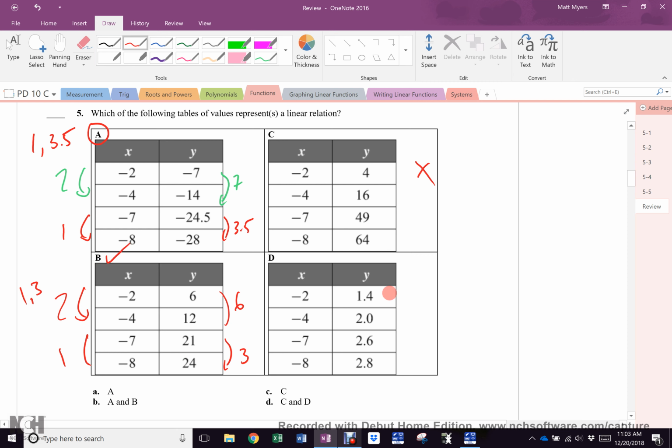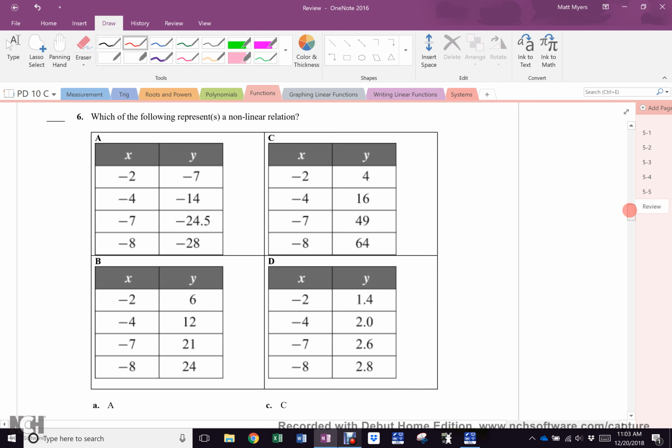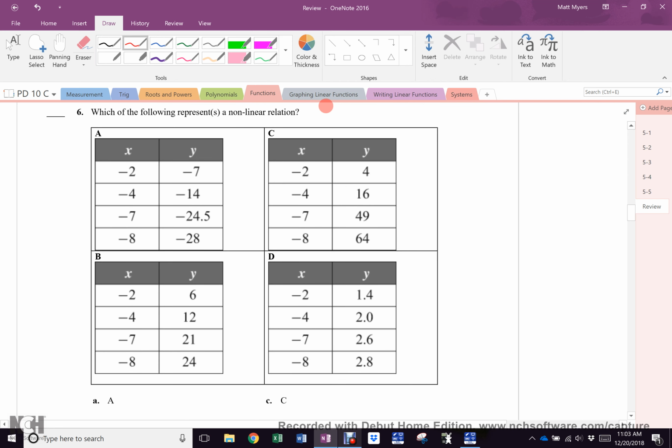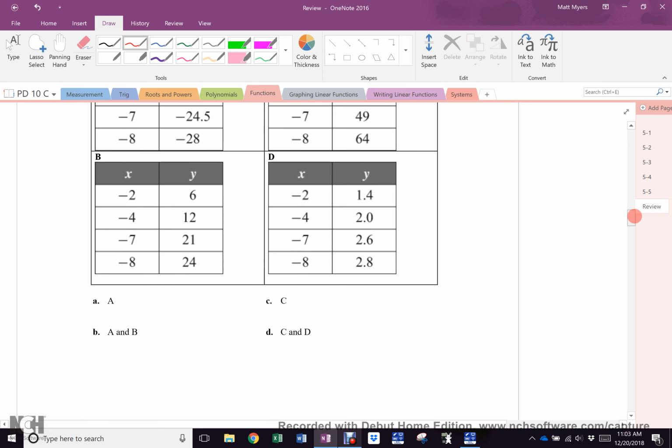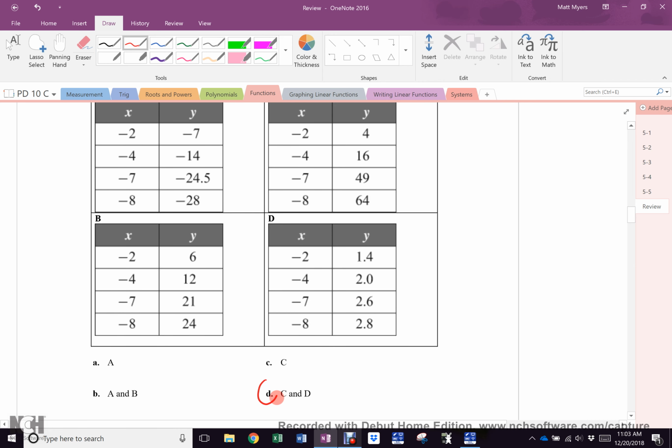And D, going up by 0.6, 0.6, 2, but then that is 3, so it can't be D, so it has to be A and B. Non-linear. It's the exact same graphs, C and D.